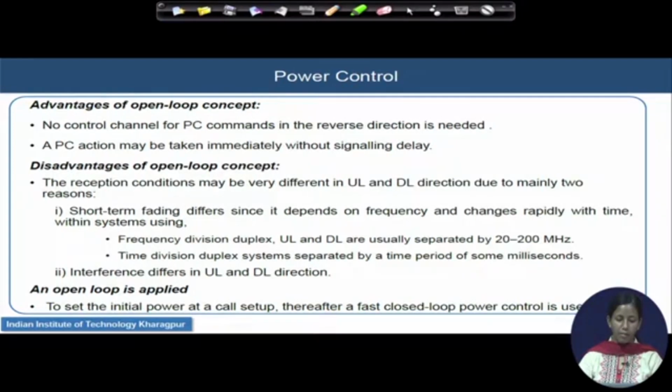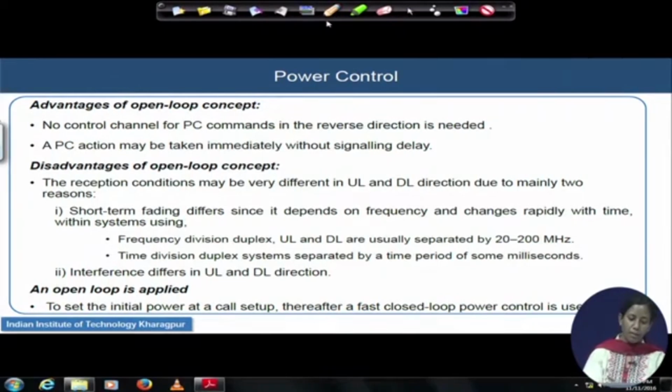Number one, the uplink and downlink channel conditions differ. The way we communicate is such that we do either frequency division duplexing or time division duplexing. These are two different kinds of systems available in practice. Frequency division duplexing means that for the uplink and the downlink, you use two different channels. The uplink channel and the downlink channel are completely different for the transmission, and they are usually separated by around 20 to 200 megahertz from each other.